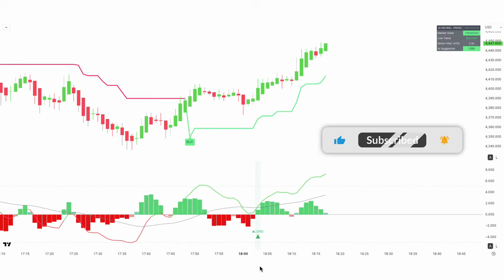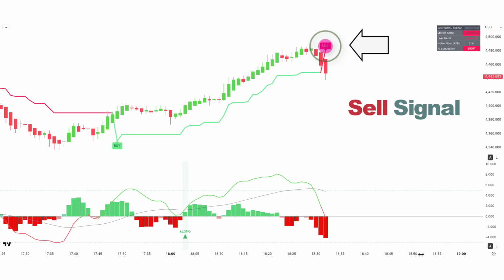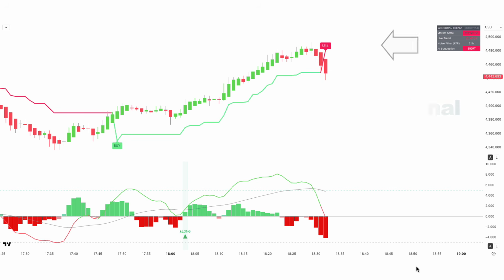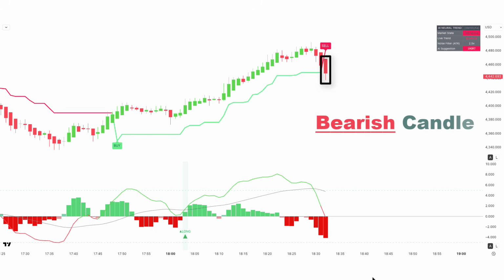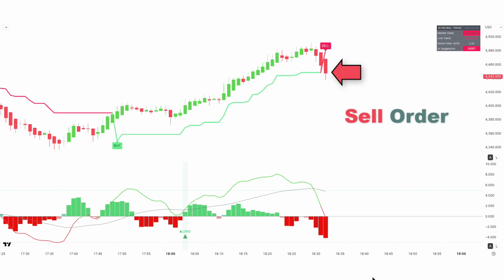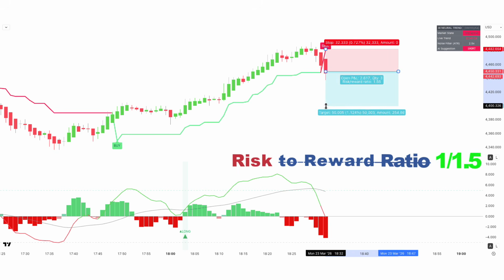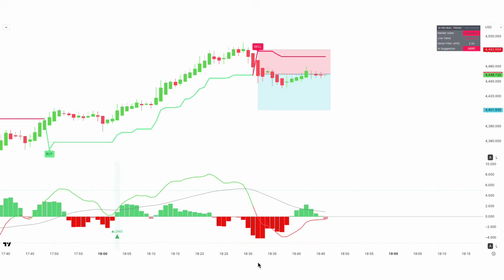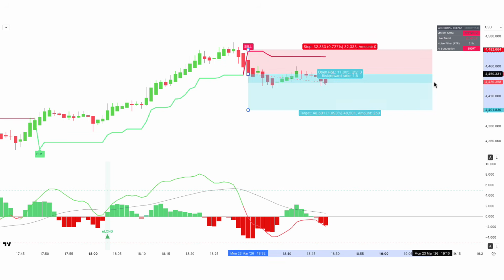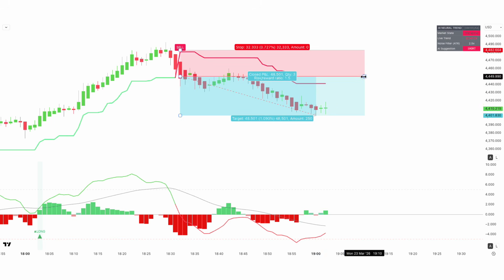Now our setup is ready. Let's see how we use these trading setups. When the AI Neural Trend Predictor arrow of this indicator is a sell signal, when the Insignia AI Oscillator shows red columns, and when the market forms a bearish candle, if this condition is fulfilled, then we will place a sell order. Our stop loss is to be placed at the red line, and the risk-to-reward ratio will be 1:1.5. The market has completely hit the target.